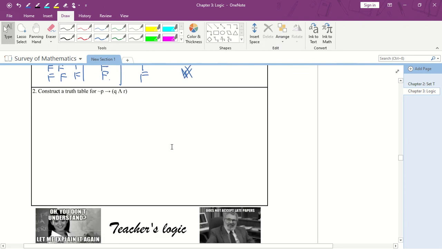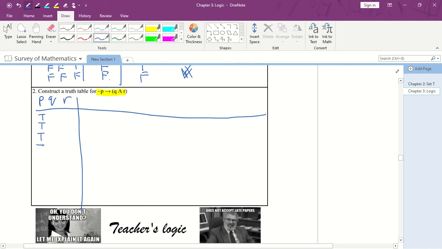And the next one here, construct a truth table for negation P, Q, the parentheses of Q and R. Okay, again, now we have P, Q, R, so we will draw here P, Q, and R. So again, the concept of 4, 2, 1: true, true, true, true, false, false, false, and false. And true, true, false, false, true, true, false, false, because 4, 2, and 1. True, false, true, false, true, false, true, false.